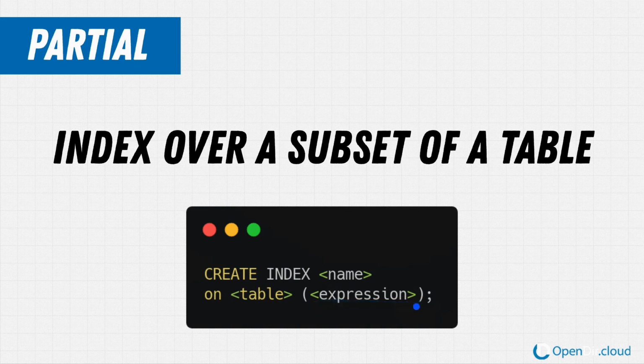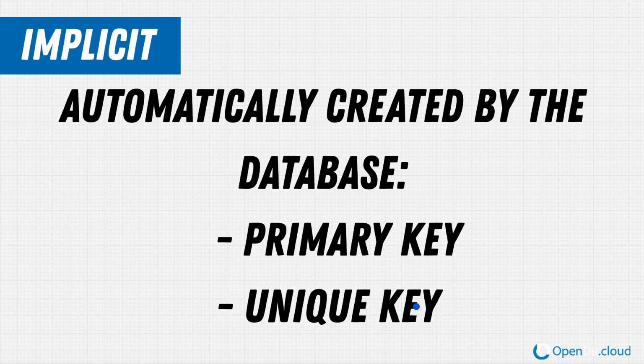You could say, hey, do it only where the salary range is over 5,000, for instance. You can apply an expression like that. So the partial is over a subset of a table. Now, then we get into the implicits.